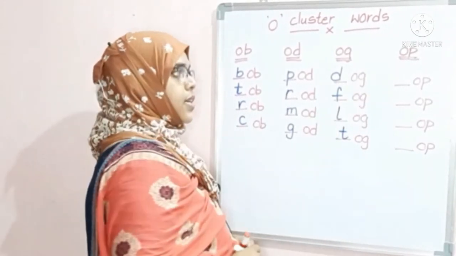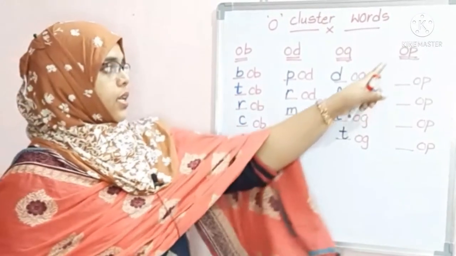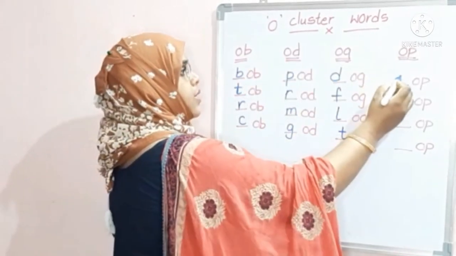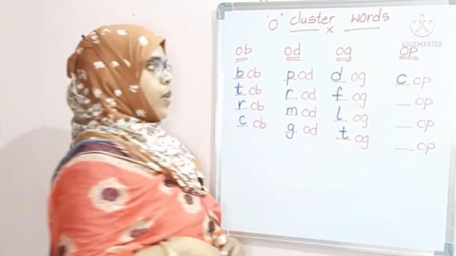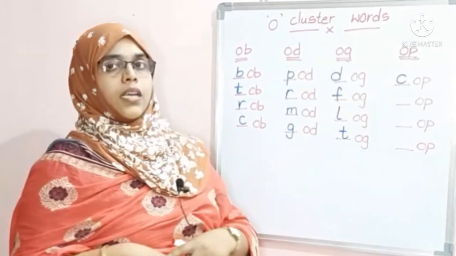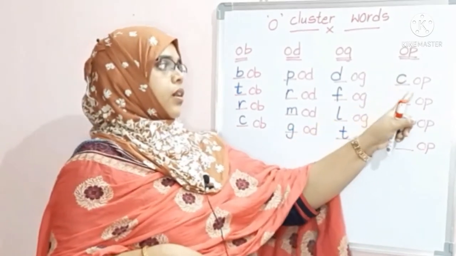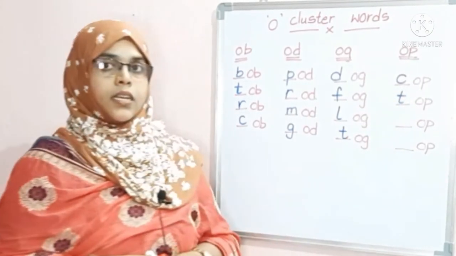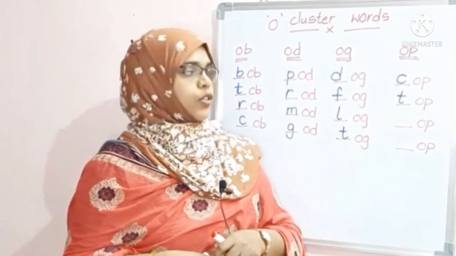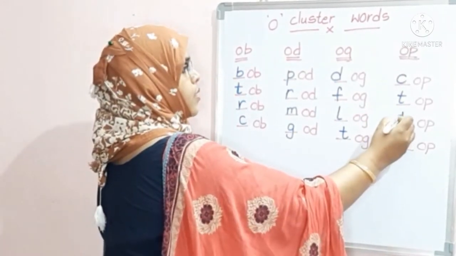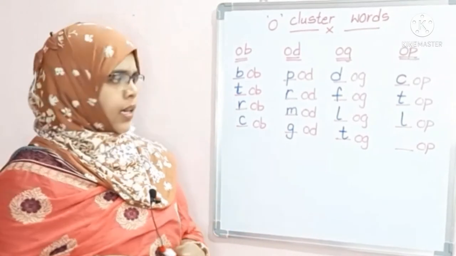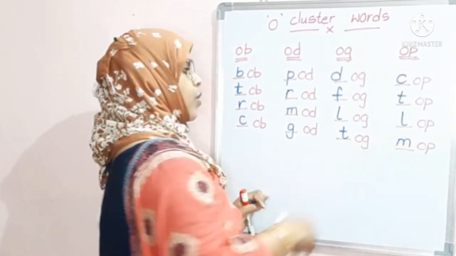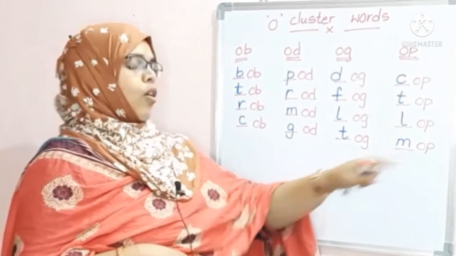Now the next cluster is OP. To this OP cluster, if you write letter C, the sound of C is K. K, OP becomes COP. T, OP becomes top. L, OP becomes lop. M, OP becomes mop.